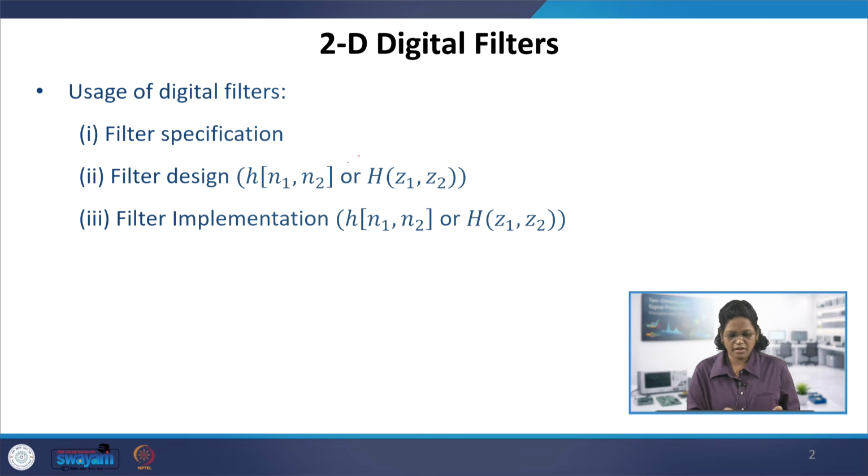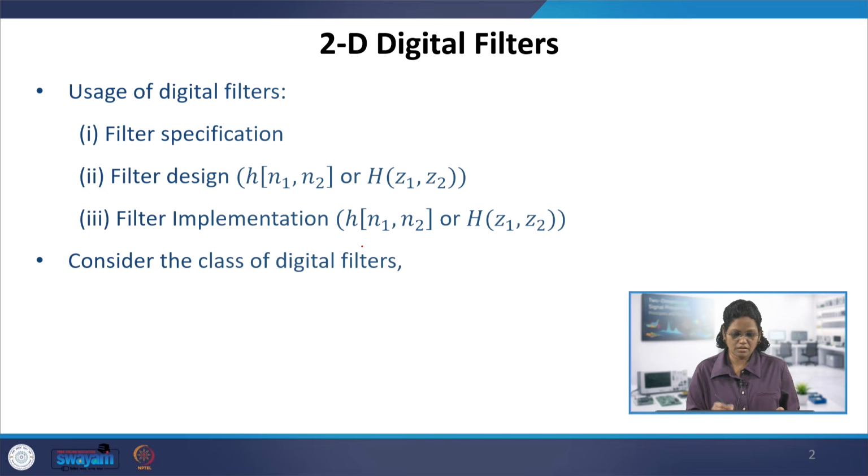And after designing the filter, this needs to be realized either in the DSP or in the FPGA. So the implementation of the coefficients, or the Fourier transform or the Z transform of the designed filter, is the third step. This is how the filters are being used, especially the digital filters.